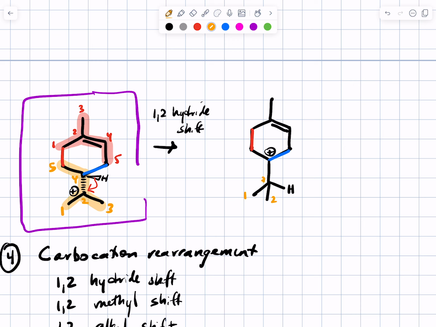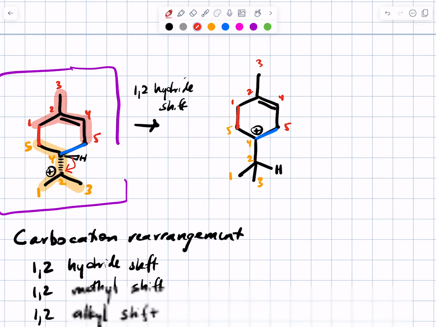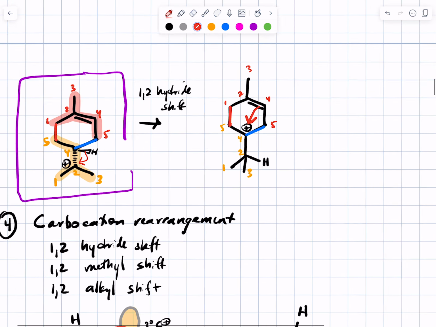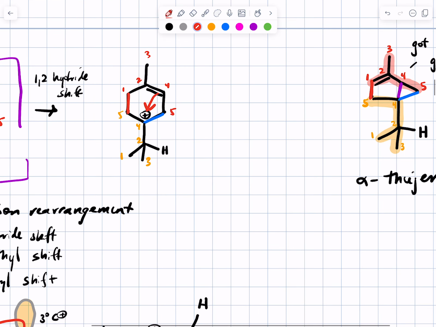Just going to number things again. Oh, I did it wrong, didn't I? 1, 2, 3, 4, 5. 1, 2, 3, 4, and 5. Now we're in the ideal position for the pi bond between 2 and 4 to attack carbon 4. That's going to make a new bond.